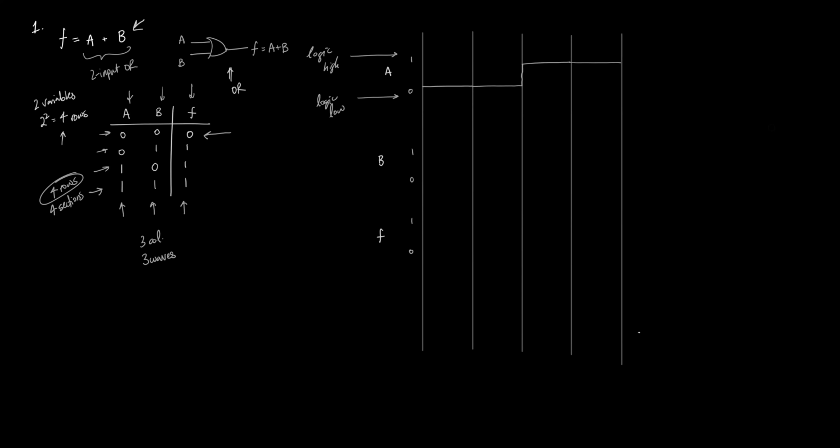And that kind of goes back to the idea that in a waveform, this part is low because it's 0. This part is high because it's 1. So now we've drawn our waveform for A. So let's get started on drawing the waveform for B.